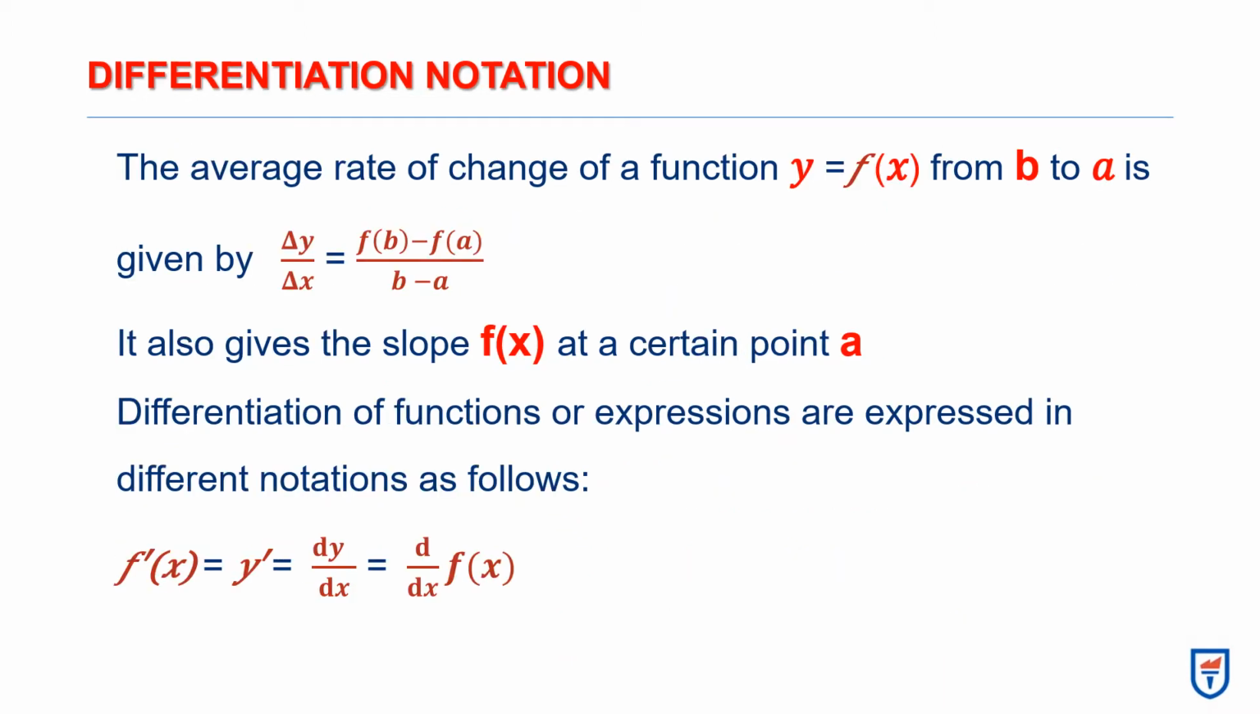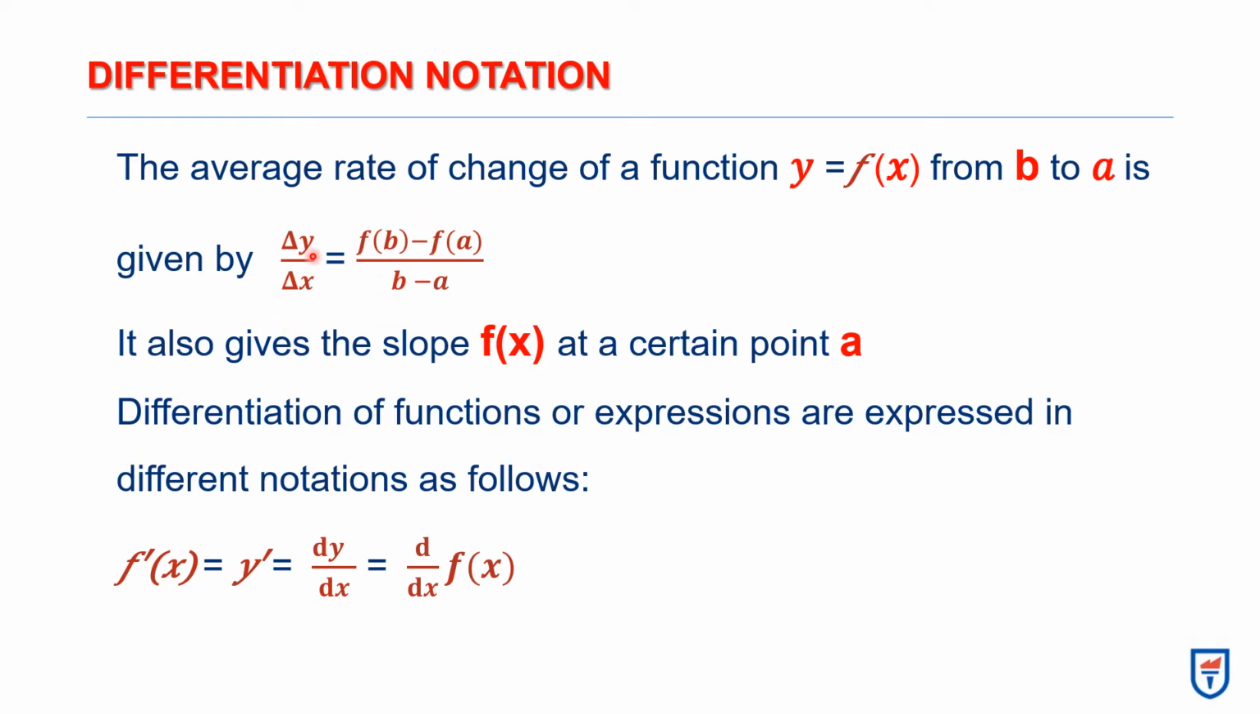We have a number of differential notations that are used in any problem solving or finding the derivative of any function. We know that differentiation is the rate of change of any function. For example, if you have the function y is equal to f(x) from a point of x, which is b, to a point of x, which is a, the derivative of this function is given by the formula change in y over change in x, written in the form of Δy over Δx.